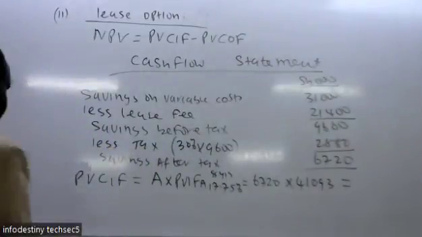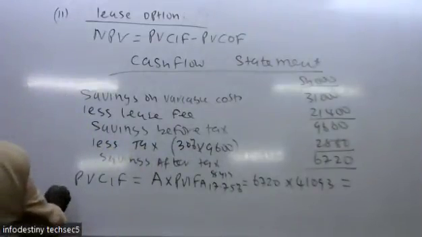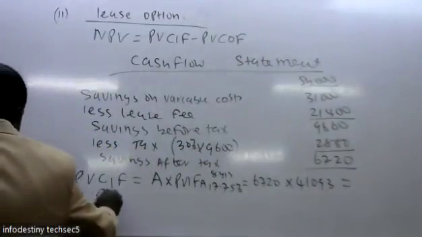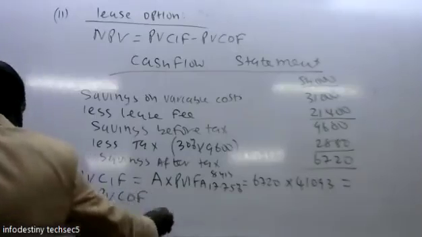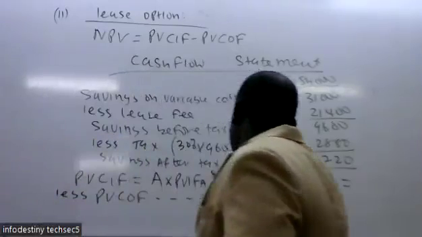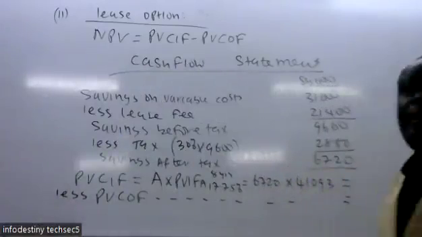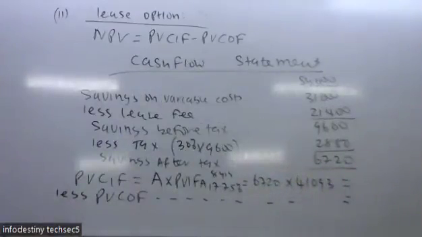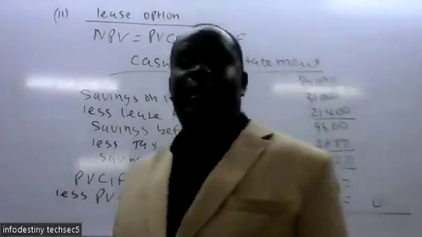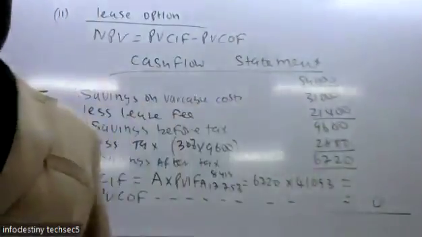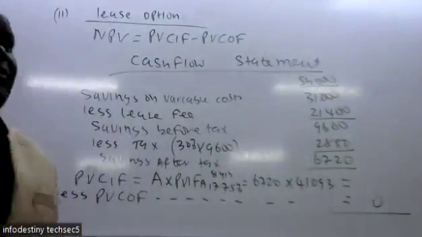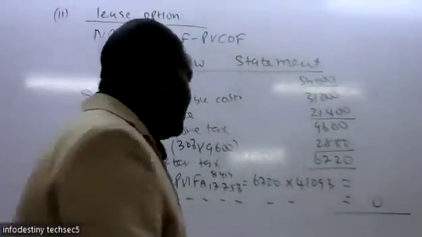So you are meant to minus the present value of the cash outflow. But now it is not there. We leased, we did not buy. So the 100 million is not there when you lease. This one will just be a 0. You did not buy, so you did not incur that cost.